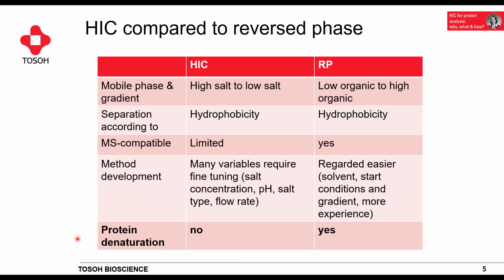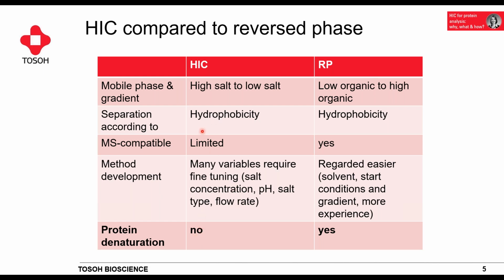But the important point is that if we are working with proteins, they will denature if we use reversed phase due to the use of organic solvents. So what we denature is the alpha helices or beta sheets, and we do that irreversibly. And this is something that we can prevent using just a salt buffer. This is why HIC is a very popular method for protein purification. It can also be very nicely used, as we will see, for the analysis.